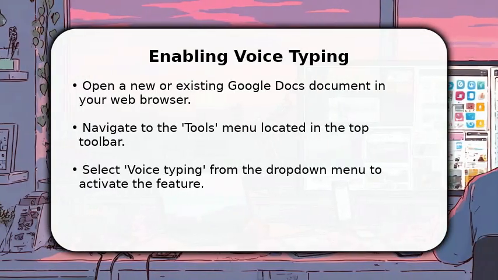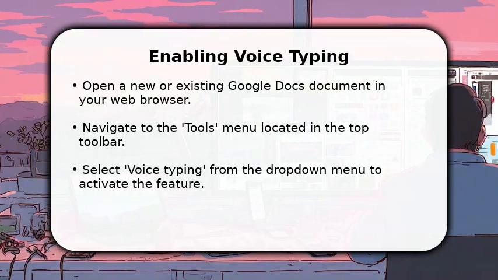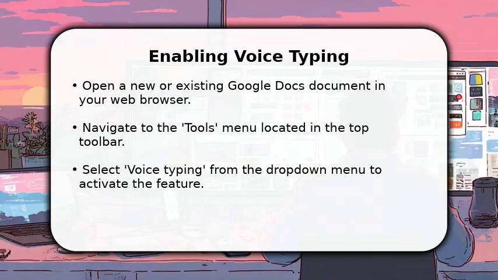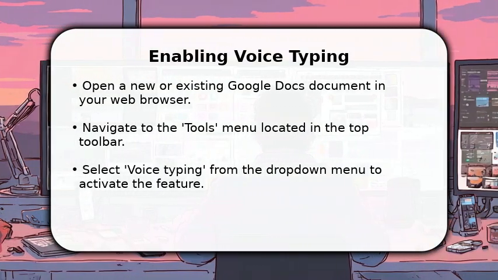In this video, I will explain how to use speech-to-text in Google Docs. First, open a new or existing Google Docs document in your web browser. Next, locate the Tools menu at the top of your screen. From the drop-down options, select Voice Typing.